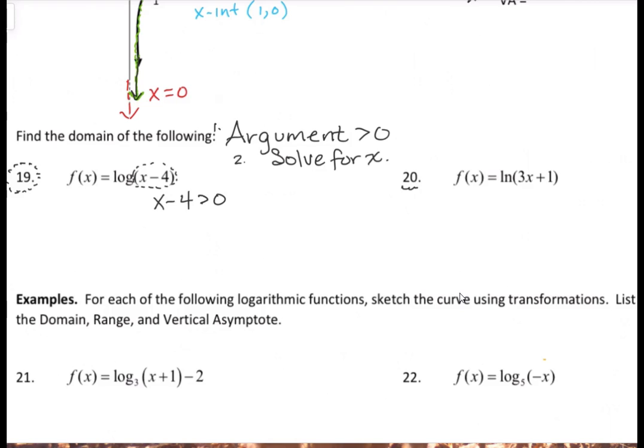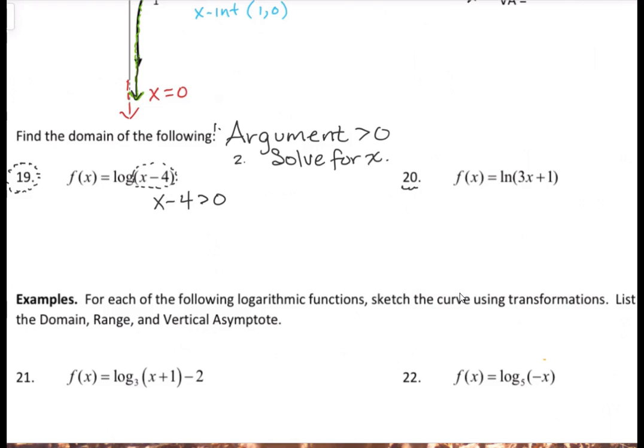Now, I'm not mentioning at all what the base of that logarithm is. This one is base 10, but it would not matter if my logarithm was base 2 or base e. I would still be following the same steps to find the domain.